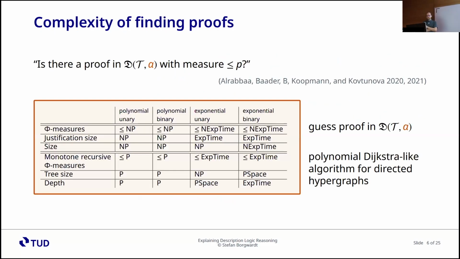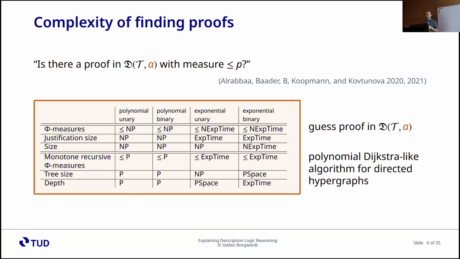And then, yeah, this was basically the first thing that we did. We built a big complexity table out of it. And as I said, I cannot explain everything here. So the problem that we are looking at is, in this derivation structure, is there a proof with a measure, so size or tree size or whatever, smaller equals some threshold.